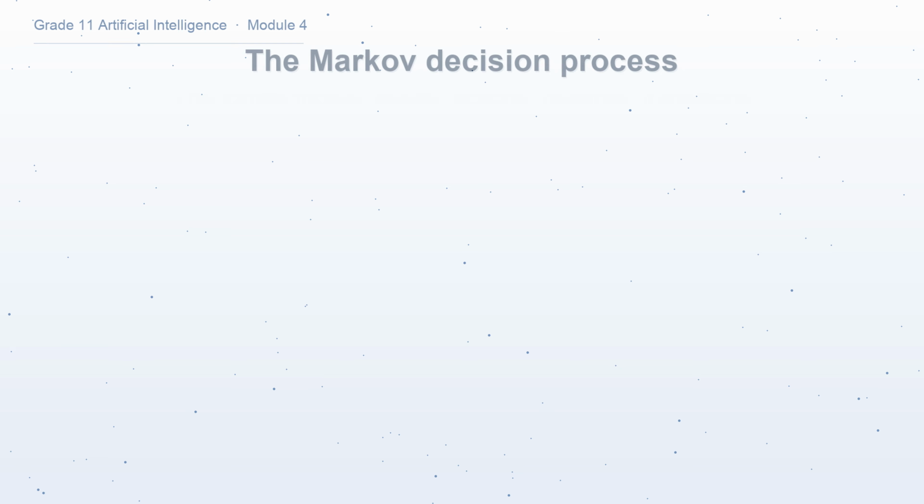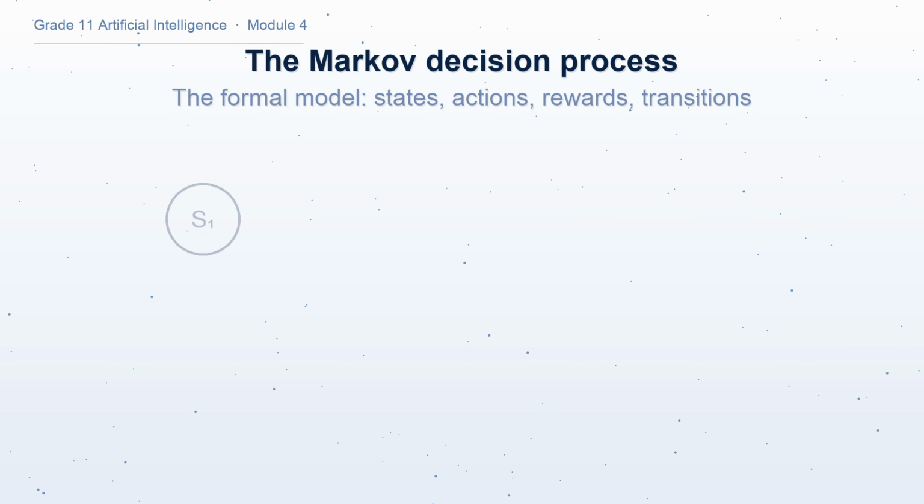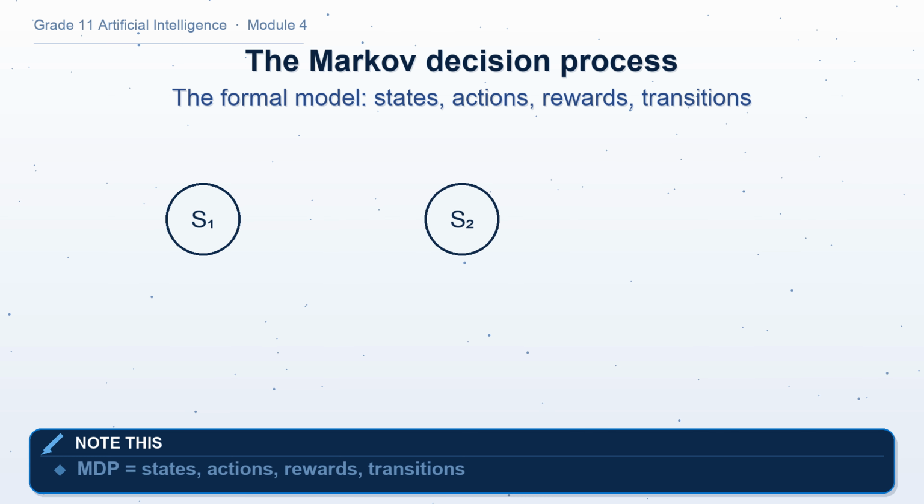A Markov decision process, or MDP, is the formal model of an agent's world. It has 4 pieces. States describe the situations the agent can be in. Actions are the choices it can make. Rewards are the numbers it receives for those choices. And transitions say how an action moves the agent from one state to the next. Here, taking the action, go from state 1 earns a small reward, and reaching the goal state earns a large one.